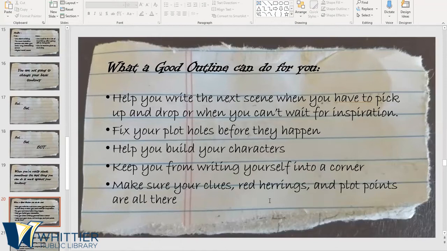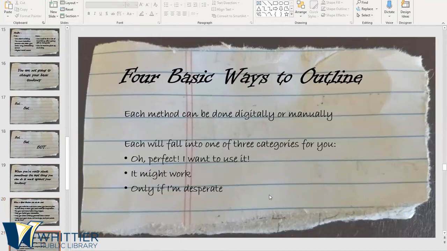All righty. Now, there are four basic ways to outline. And keep in mind, this is the style of outlining. It's not whether you're doing it digitally or manually. You can do it any way you want. All of these you can do digitally or manually. Each will fall into one of three categories for you guys. The first one will be, oh, perfect, I want to use this. Oh, my God, I am saved. The other one going, might work. And then, of course, only if I'm desperate.